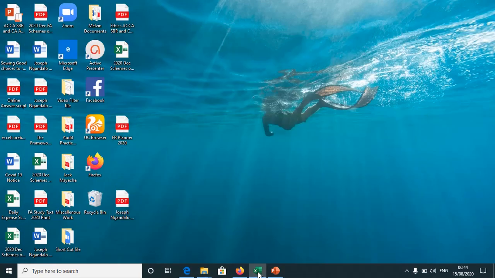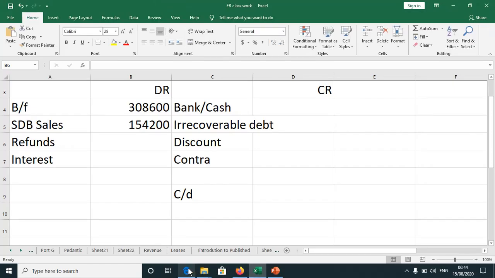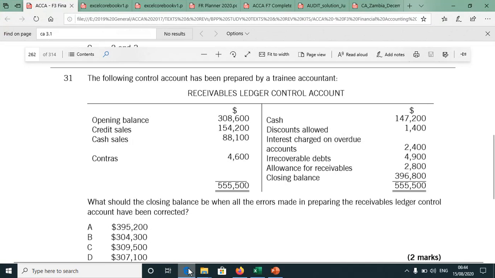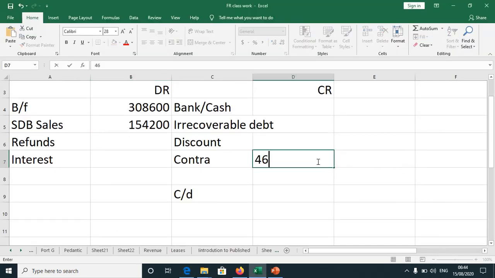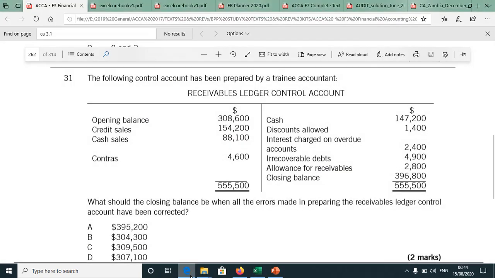What else do I have? Got cash sales 88,100. That's a distractor. I'll leave that one. Contra 46. I push it where it belongs, there. And what else do I have?